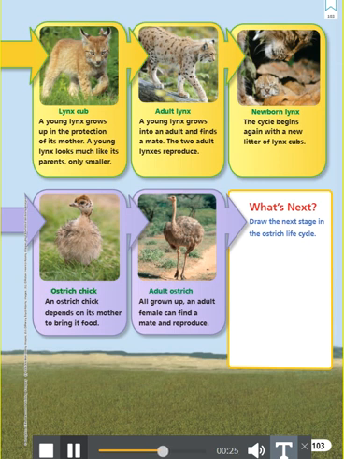Ostrich chick. An ostrich chick depends on its mother to bring it food. Adult ostrich. All grown up, an adult female can find a mate and reproduce. What's next? Draw the next stage in the ostrich life cycle.